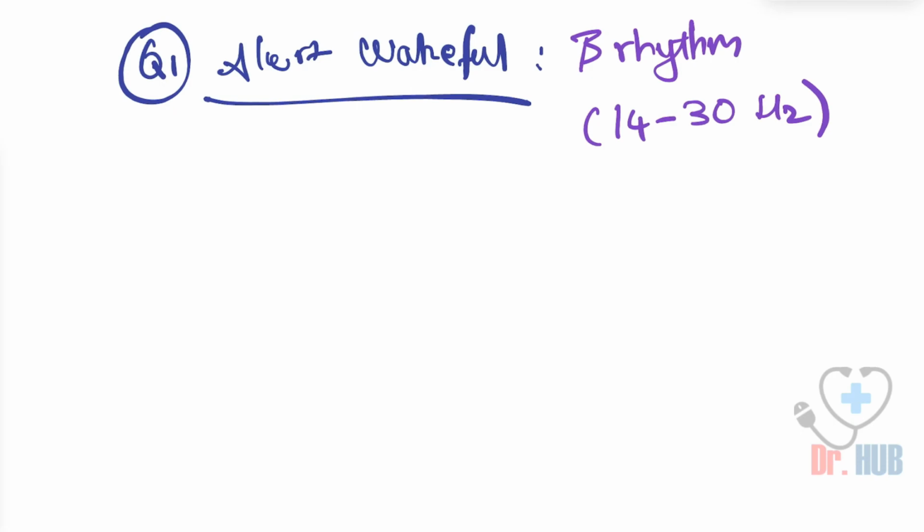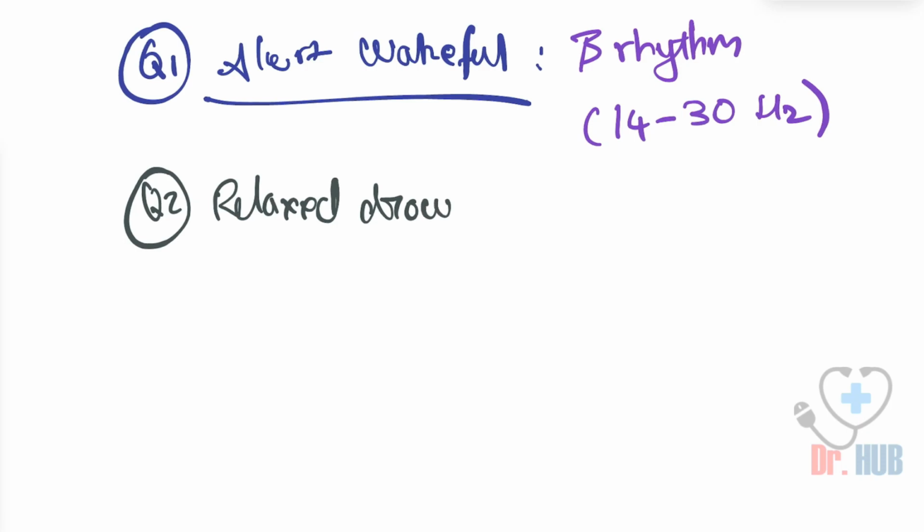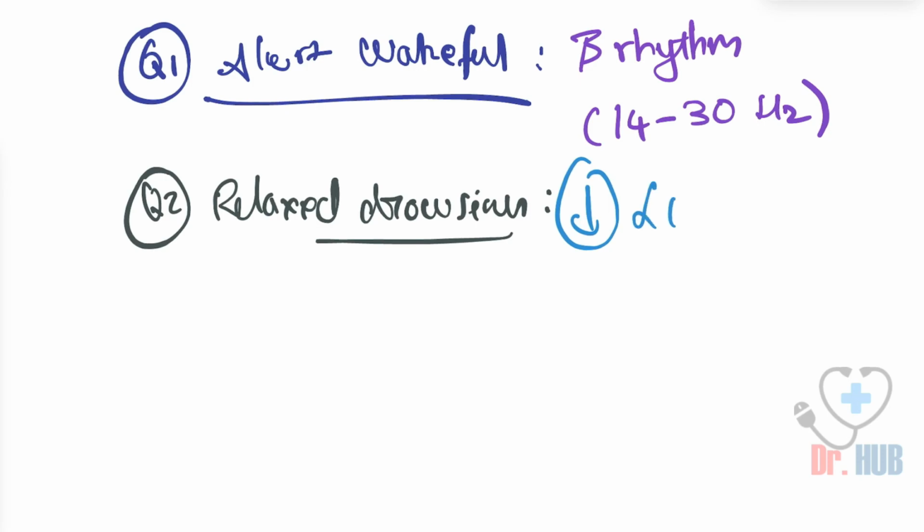The next question we asked was, in case of relaxed drowsiness, what is the EEG finding? In relaxed drowsiness, there is a decrease in the alpha wave amplitude as well as the frequency.